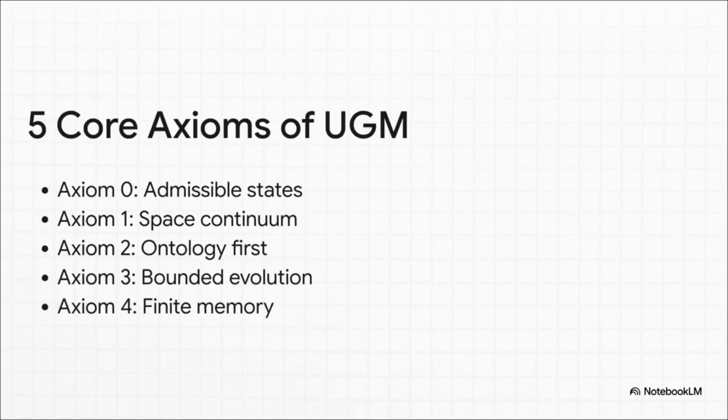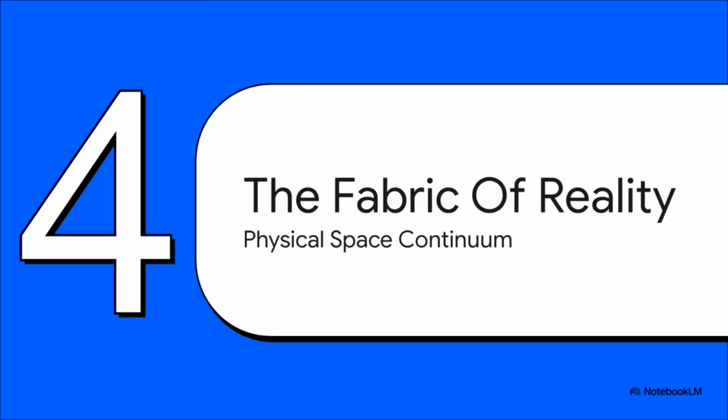It's all built on 5 fundamental logical axioms. 0. Physical existence needs an admissible state. 1. There is a persistent physical space continuum. 2. Which is huge. Physical reality comes before the math. 3. Outlaws that infinite divergence. And 4 says physical evolution creates bounded retained states. These are ironclad rules. Section 4.